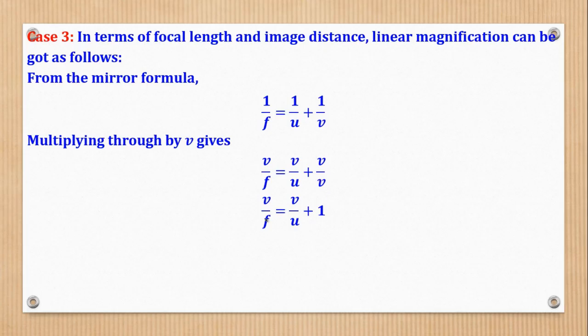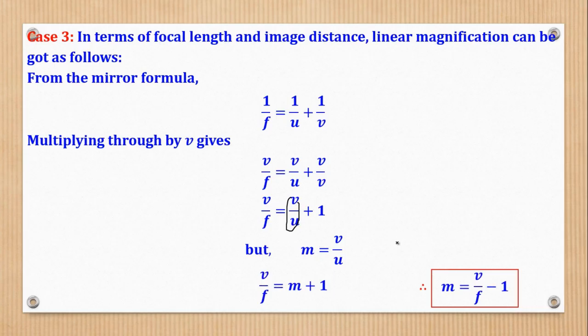Therefore, I come up with v over f is equal to v over u plus 1. And I also remember that magnification is equal to v over u, which is here. So I'll substitute and make m the subject. So this is the third formula for magnification. What about the fourth formula?